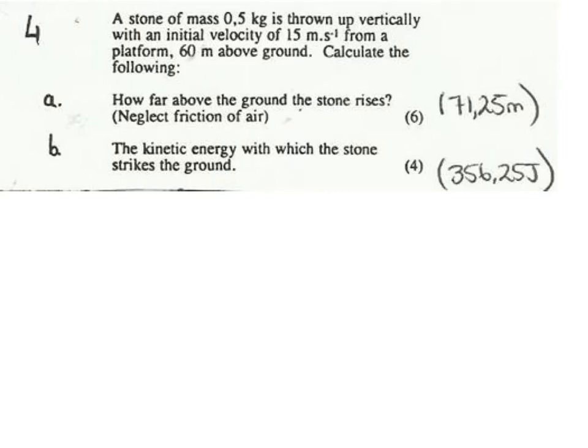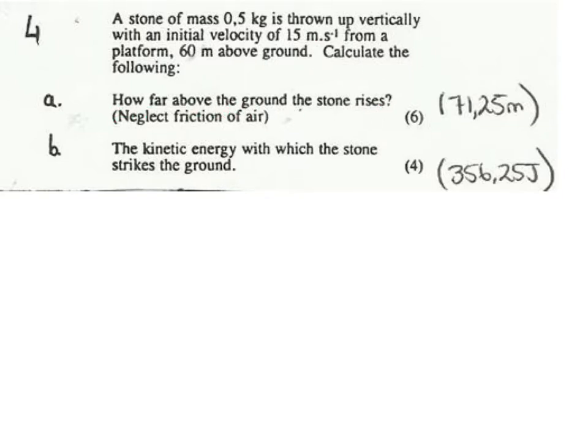We now have a stone of mass 0.5 kilograms. It's thrown up with an initial velocity of 15 meters per second from a platform 16 meters above the ground. This is starting to sound like vertical projectile motion, probably is. Calculate the following. How far above the ground does the stone rise?